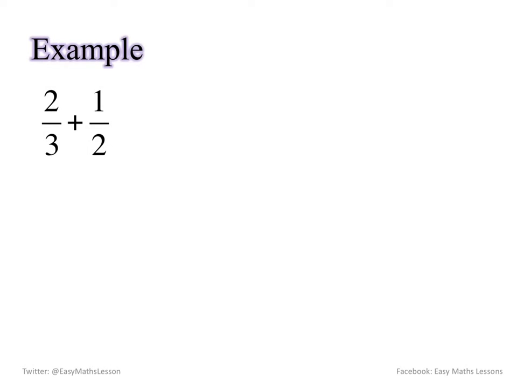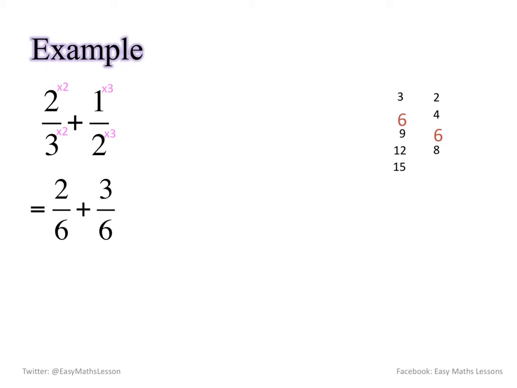Let's look at another one. These two are completely different. I've got thirds and I've got a half. Listing out the 3 times tables. Here we go. And listing out the 2 times tables. I can see that 6 would be the first number to come up in both of them, so 6 will be a common number. Now, in order to get to 6, I need to times this side by 2. Whatever I do at the bottom, I must do at the top. And I need to times this side by 3. Whatever I do at the bottom, I must do at the top.